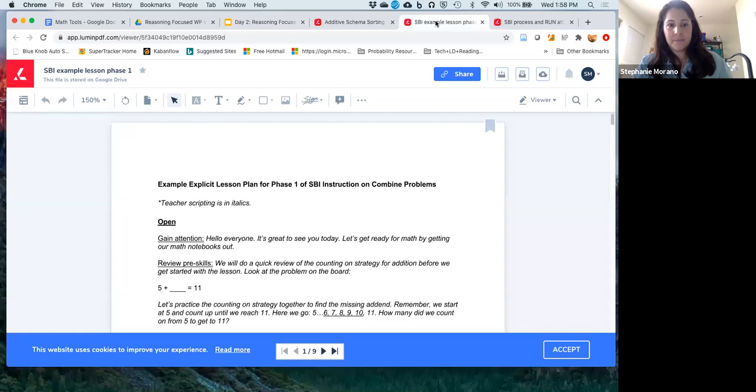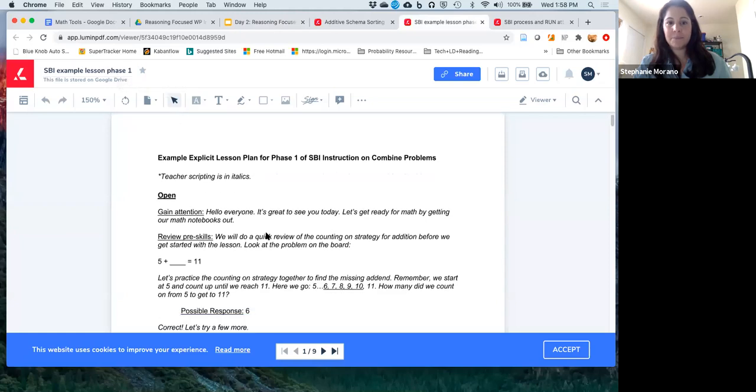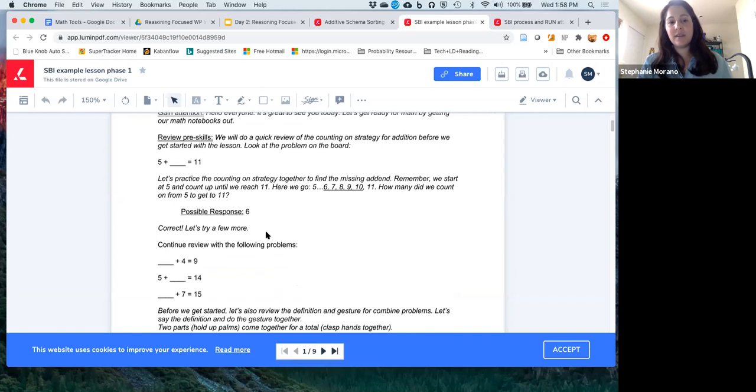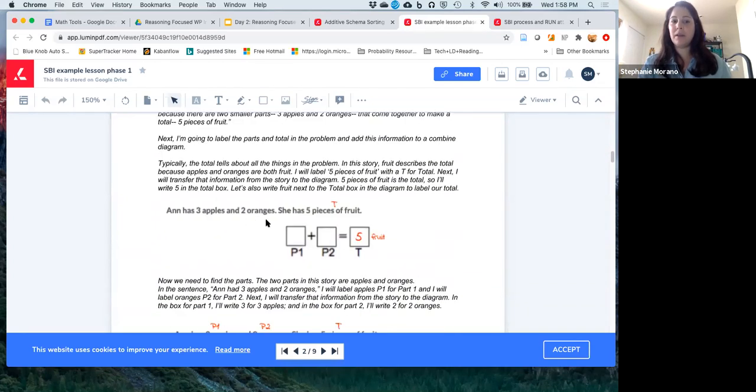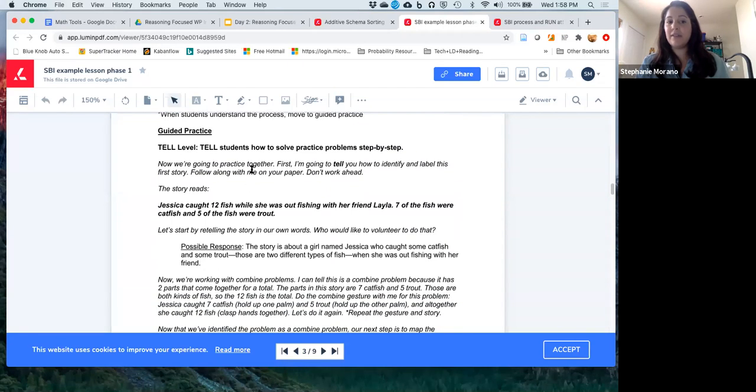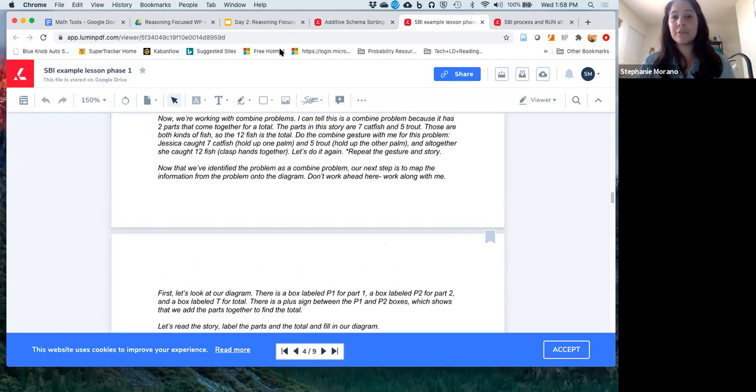It's in the folder. This is what the document looks like. It's called SBI Example Lesson Phase 1. And this is one fully scripted example lesson plan for what a Phase 1 schema-based instruction lesson would look like. And it uses the same example that you saw in the PowerPoint to start with, Anne and her fruit. So this piece will be familiar, and then you'll see the guided practice for students added on to that initial model to see how this full lesson would look for students.